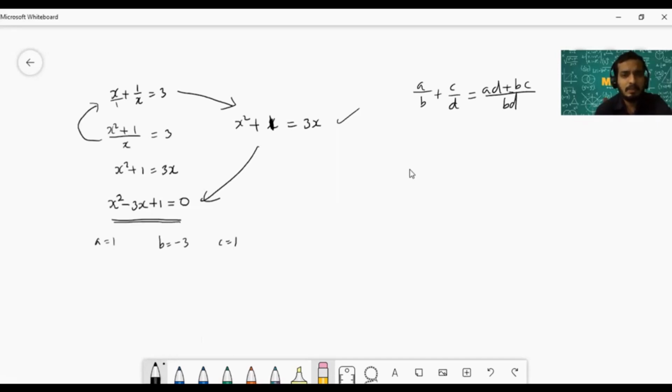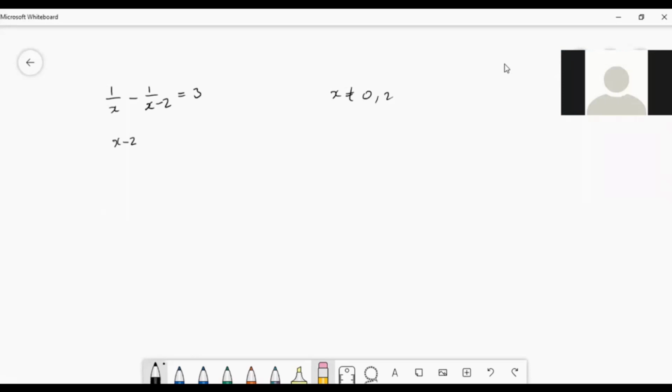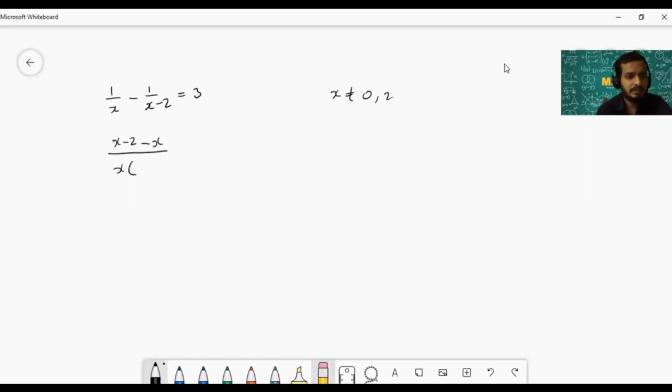One more question to simplify we can discuss here. The question is given like this: 1 by x minus 1 by x minus 2 is equal to 3, where x is not equal to 0, and x is not equal to 2 also. So how can we simplify this? You subtract the LHS. You will get 1 into x minus 2, then x into 1, that is x, and the sign is minus, divided by x into x minus 2, is equal to 3.